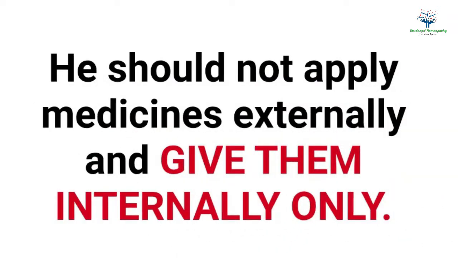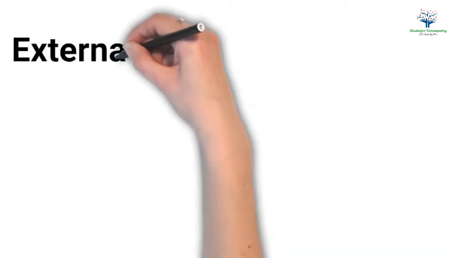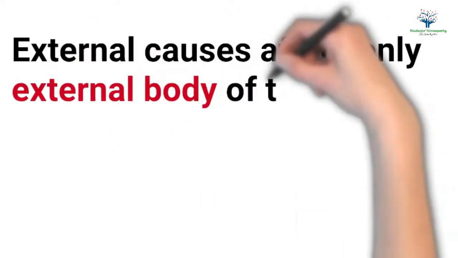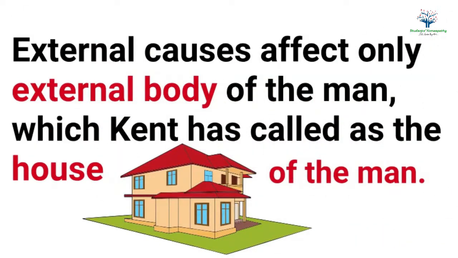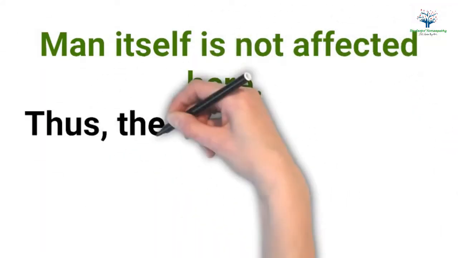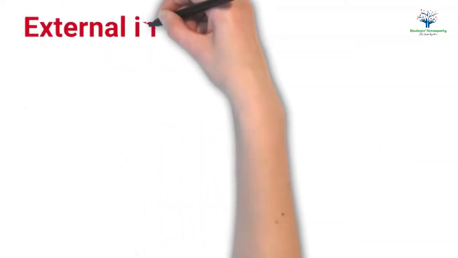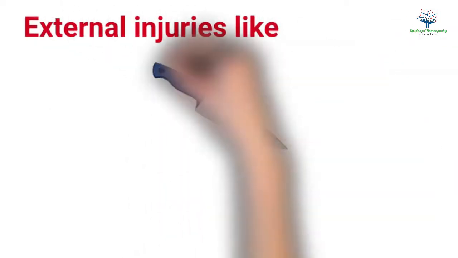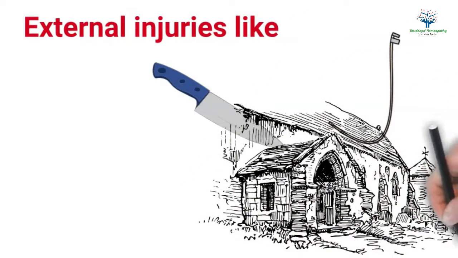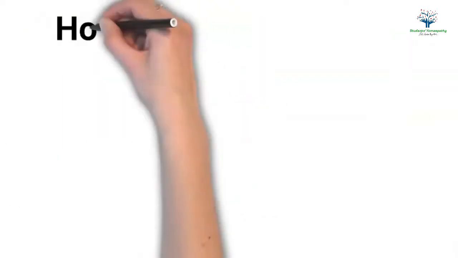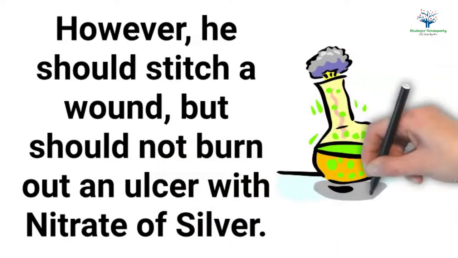So let's now discuss the diseases due to external causes. The external causes affect only the external body of the man, which Kent has called the house of the man. Man itself is not affected here. Thus, the role of hygiene is important for treatment in such cases. External injuries like injuries from knives, hooks, etc. affect the house of the man, that is, the external body, and must be attended by the surgeon. However, he should stitch a wound but should not burn out an ulcer with nitrate of silver.